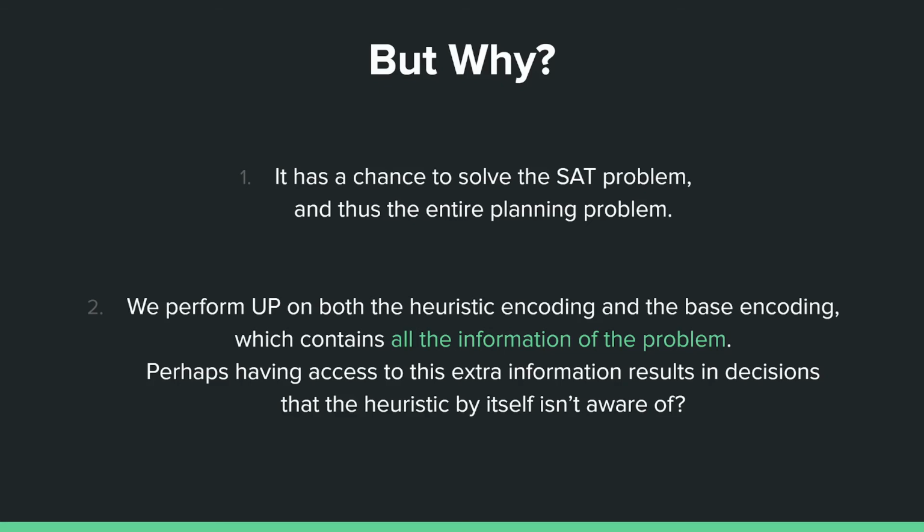Finally, it could seem strange at first that using the same heuristic for search and pruning results in fewer expanded states than using only the search heuristic, because surely the states that get pruned would not be visited in the first place. Well, for one explanation, there's the case where UP actually manages to solve the entire SAT formula, allowing the search iteration to end prematurely. The other stems from the fact that we perform UP on both the heuristic encoding and the encoding of the entire problem itself. This means that the pruning procedure has access to more information than the search heuristic alone, and can potentially result in states being pruned for reasons that the search heuristic is not aware of.